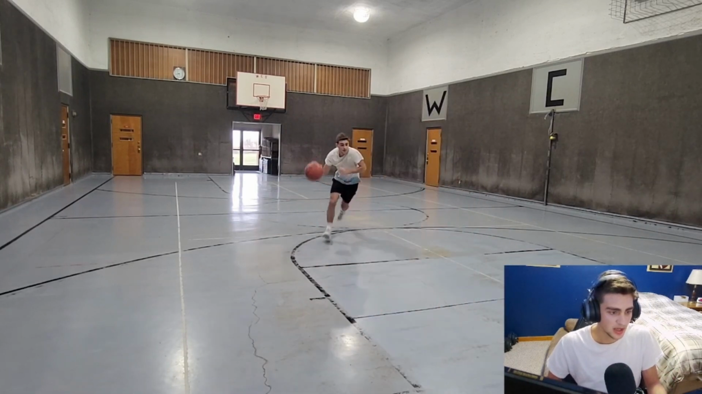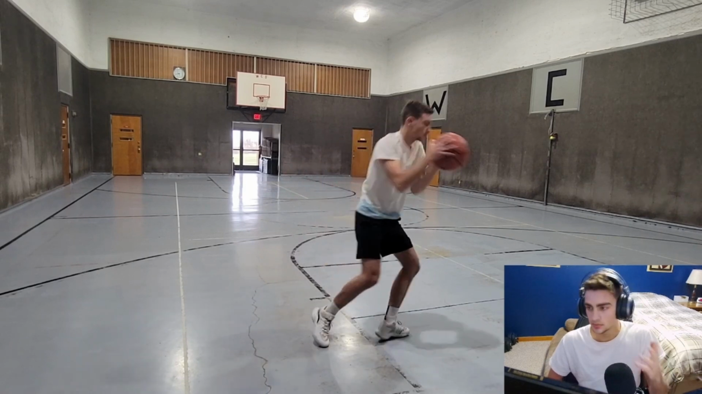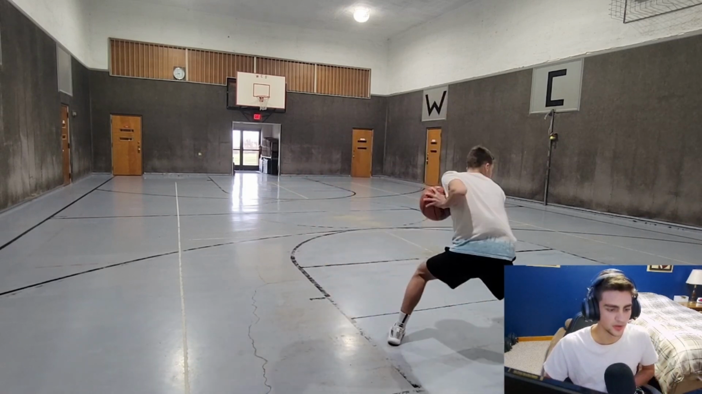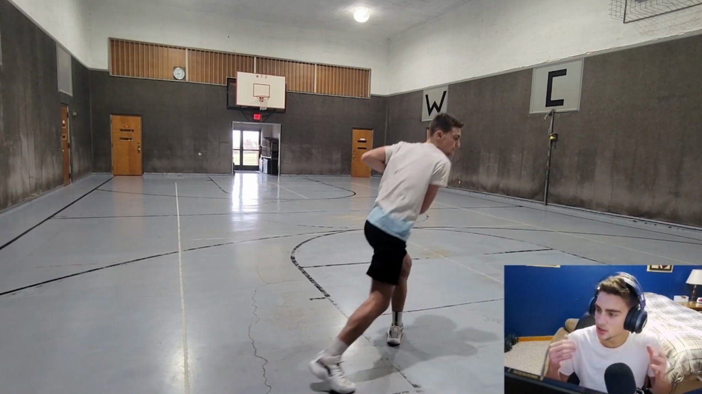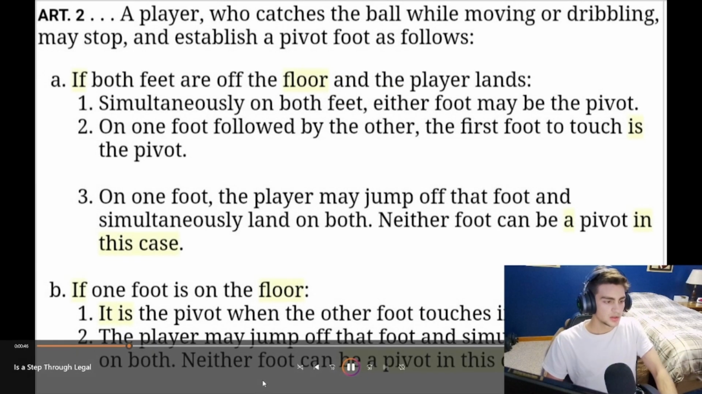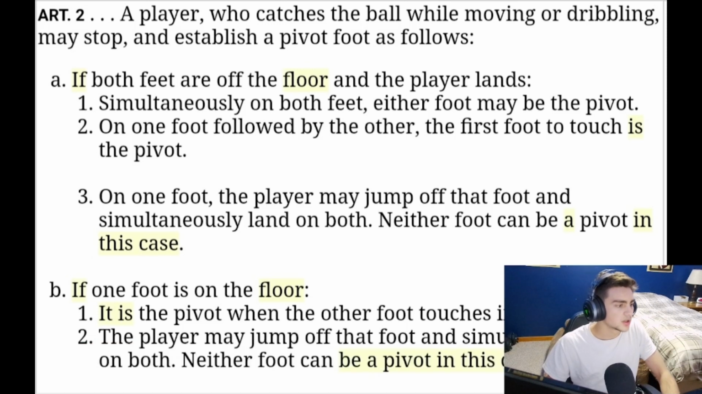Now, let's look at an example of when he's dribbling. That's how it looks in real time, then slow motion. He stops, and you can choose your pivot foot there. So, that's also pretty simple. So, let's go to number 2, Article 2A2.